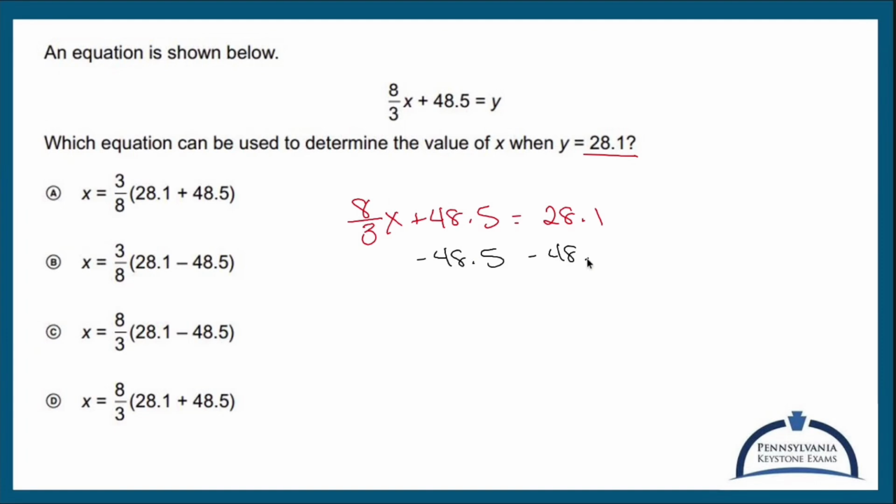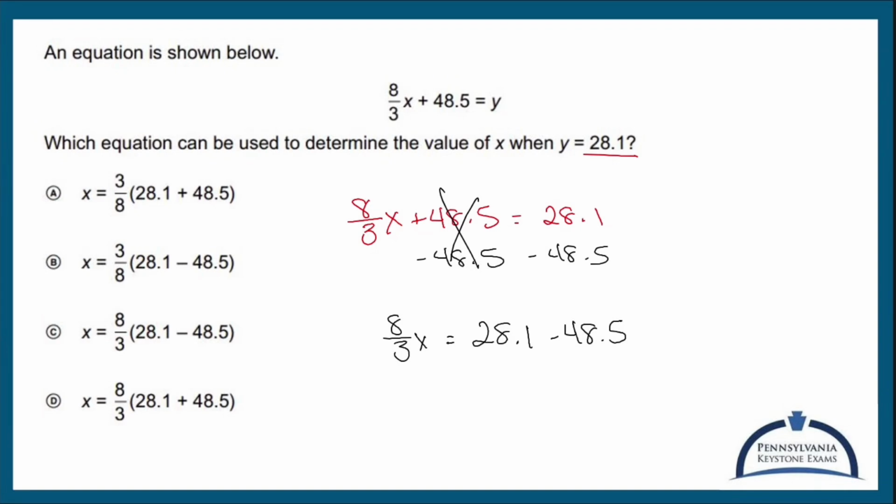Now, if we're solving for x, the first thing that we would do is subtract 48.5 from both sides. Now, again, over here, they don't want us to actually do the work. They want us to show our steps. So you would cross that out. 8/3 x equals 28.1 minus 48.5.